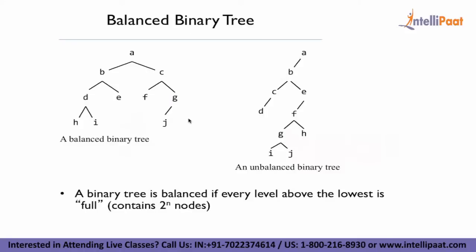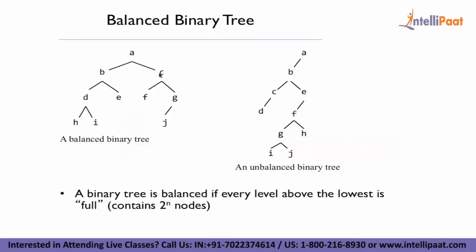So there is one more concept in balanced binary tree: the difference between the height of the left subtree and the height of the right subtree should not be greater than 1. It could be equal to 0 or 1. It should not be greater than 1. So what is the height of the left subtree in this case? A is the root. The height of the left subtree is the height of B, and we need to go from B to I. So 1, 2, 2 hops. So the height of the left subtree is 2.